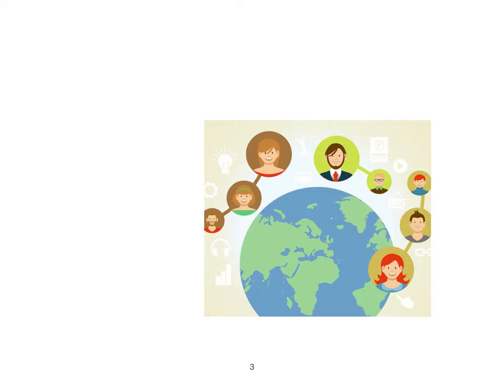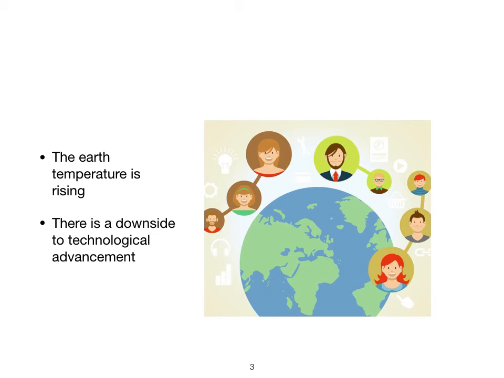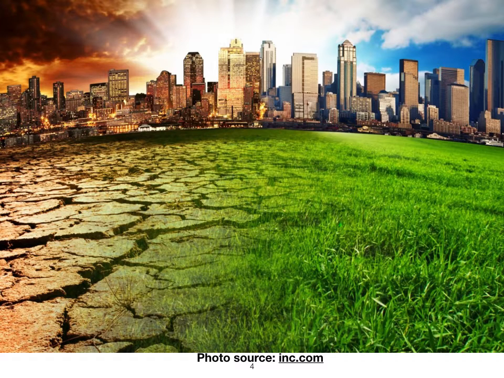So before we begin, let's consider that one of the key facts that we must know is that the Earth temperature is rising, and there is also a downside to technological industrial advancement, which has also contributed to global warming. And an important question that comes to our mind is, is there a way out? Now, as you can see in the coming picture, there's greenery and there's barren land, but it clearly identifies two separate worlds. One is a peaceful green world, the other is barren land. This is a symbolic picture which reflects climate change.